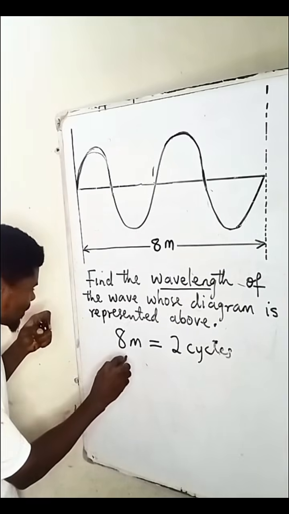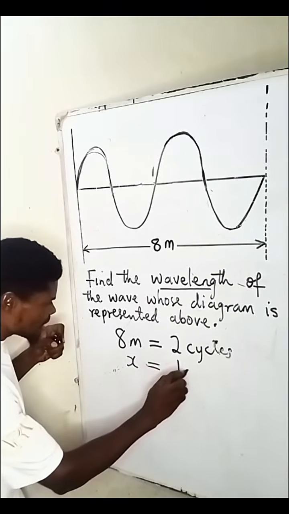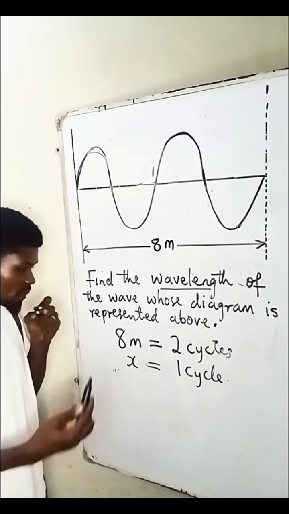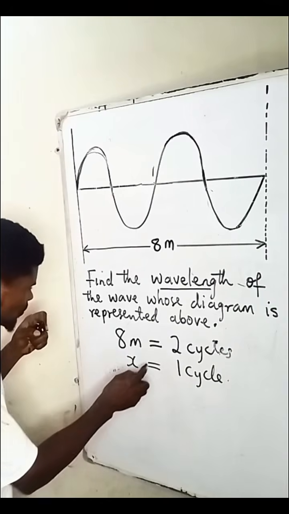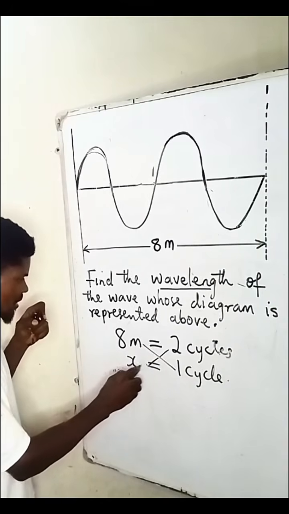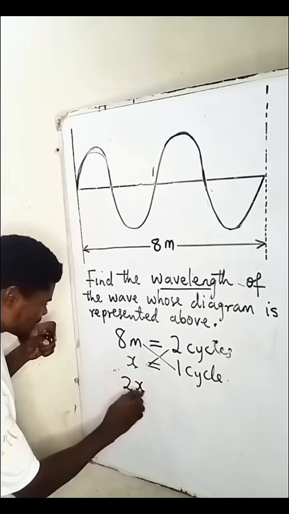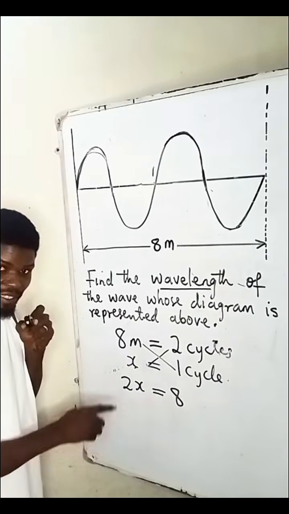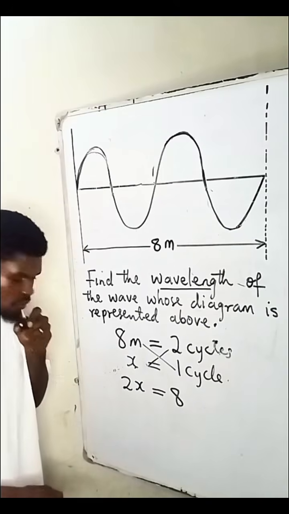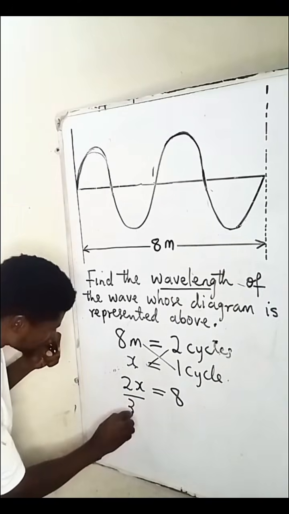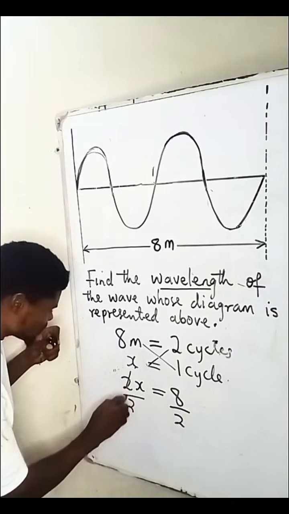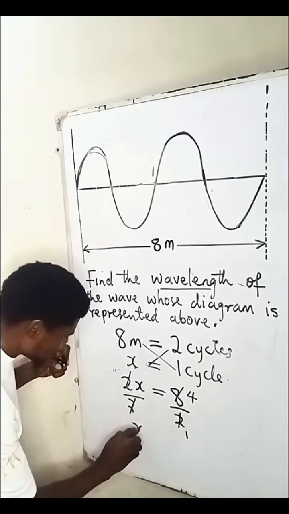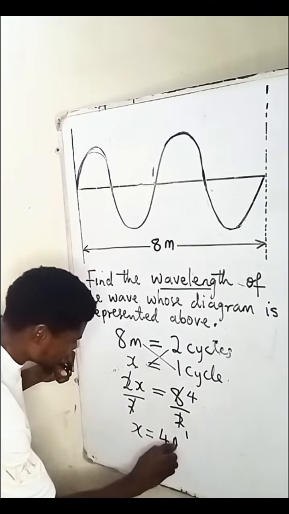Okay? Then, what is the distance of 1 cycle? When we do this mathematics here, then we'll be able to find the answer. Then from here, we simply cross multiply. This x multiplies 2 to get 2x is equal to 8 multiply 1. We have 8. So at this juncture, we divide both sides by the coefficient of x, which is 2. So here, divided by 2, divided by 2. So this one will cancel. 2 goes here is 1, goes here is 4. Therefore, our x is equal to 4 meters.